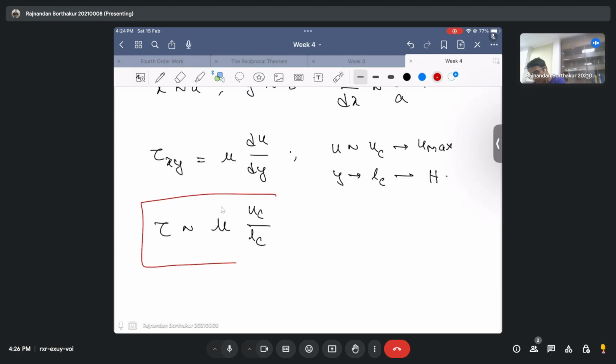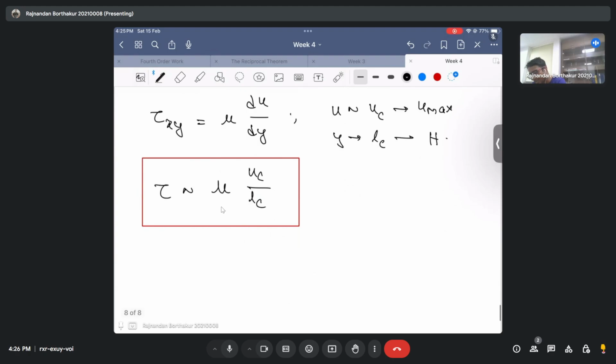So my stress would scale as mu times uc by lc, and since we know uc and lc, I would say my stress would just scale as mu times u max by h.